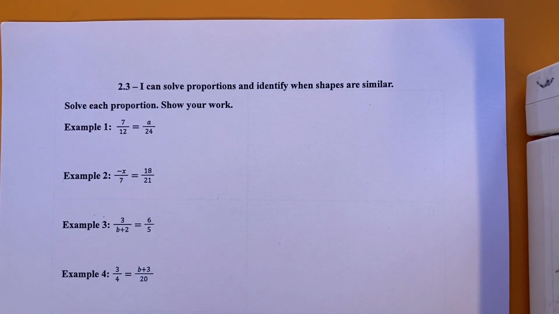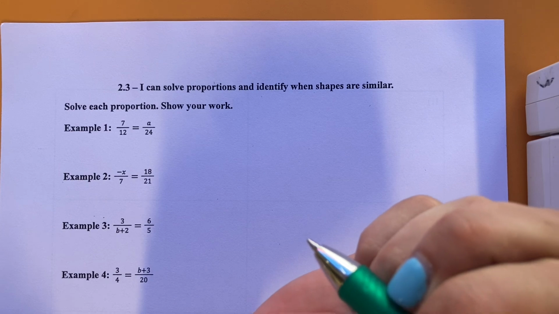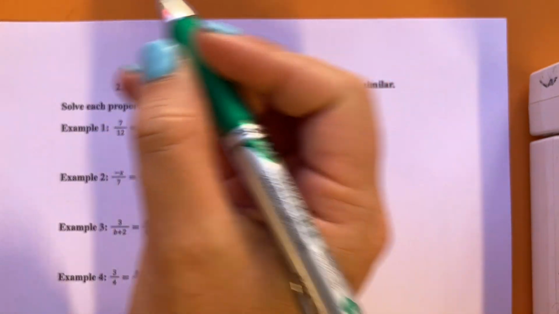For section 2.3, our goal is to be able to solve proportions and identify when shapes are similar. Our first example, we are given a proportion. To solve a proportion, we cross multiply.